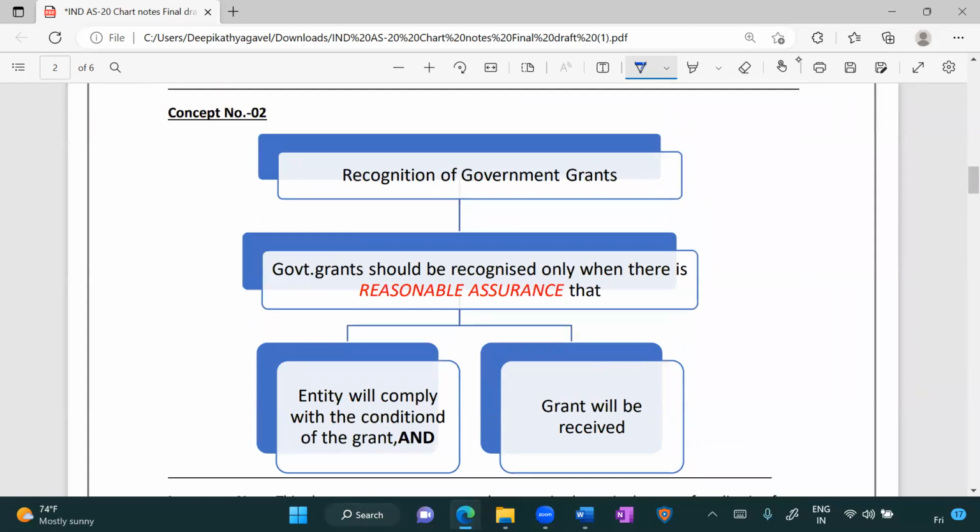Now coming to concept number 2, recognition of government grants. When will you recognize this government grants in your books? The standard says that the government grant should be recognized only when there is a reasonable assurance that the entity will comply with the conditions of the grant, right? Obviously, we read in government grant that in return of the transfer of resources, the government will want you to comply with certain conditions relating to your operating activity. So the standard says only when you are 100% sure that you're going to comply with that condition that the government has put forward, and you will definitely receive the grant from the government. At that point, you can record the government grant in your books.